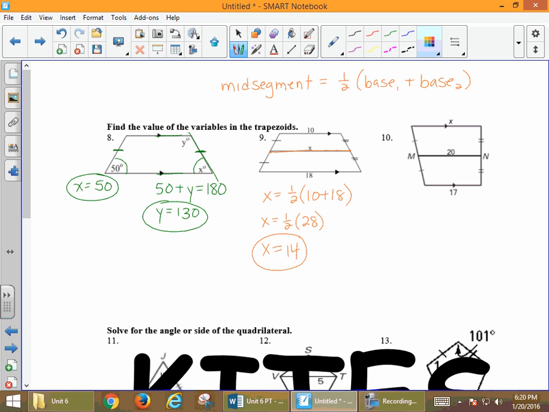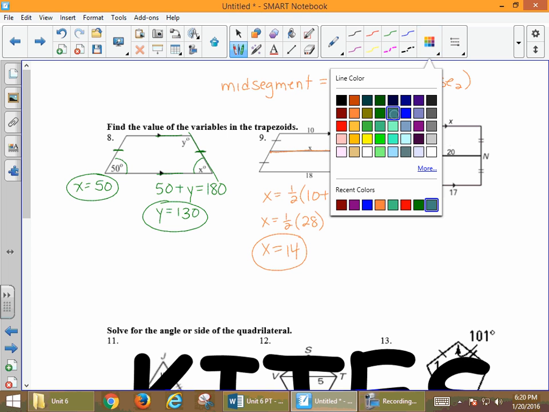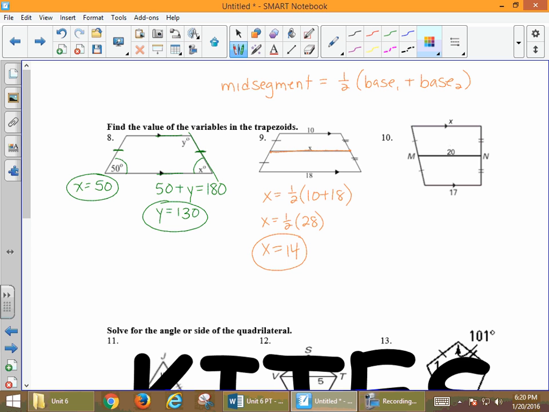Turning my attention to number 10. Number 10 is another trapezoid. The top is parallel to the bottom. M is a midpoint. N is also a midpoint. So the segment that is 20 units long is a midsegment. And I know that the midsegment, 20, is equal to 1/2 of the sum of the bases, x plus 17.